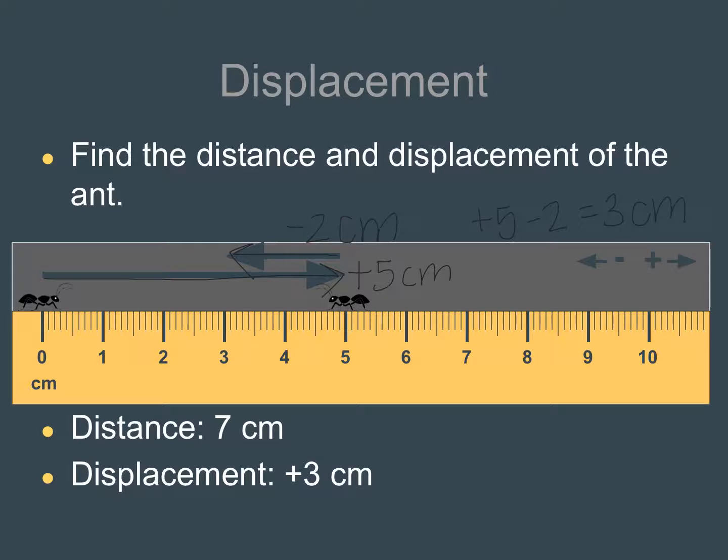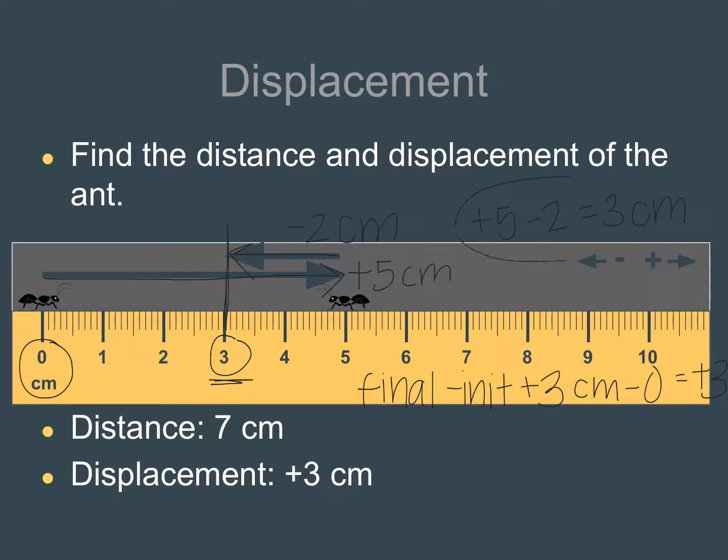Now, if you also remember, we said something about where the initial position is and the final position. Our ant ended up final at 3 centimeters, and it's always final minus initial. So positive 3 centimeters minus 0 centimeters is also positive 3. So you could do it both ways. You could count each direction added together like this, or it's the same exact thing as doing final minus initial, where he ended at 3, he started at 0, so he went a positive 3.